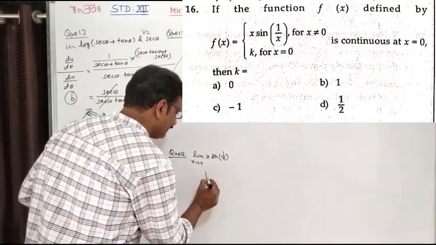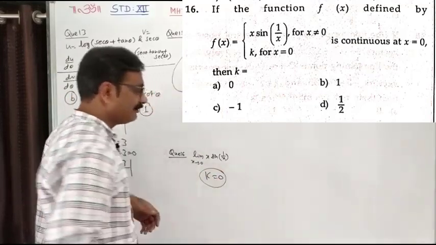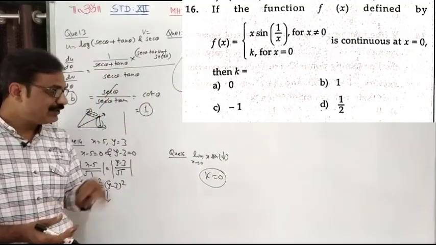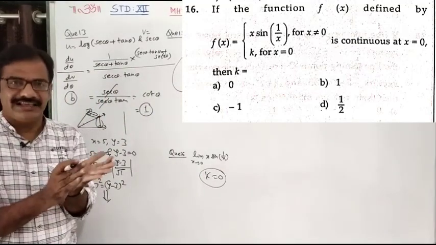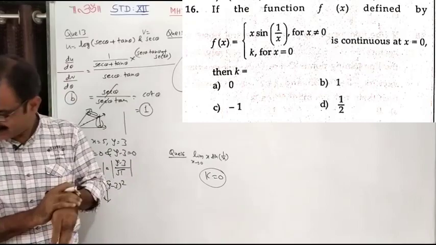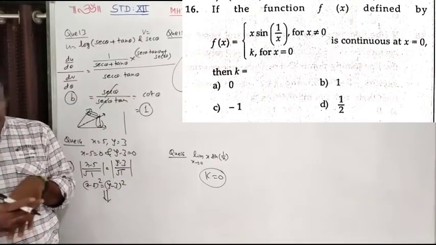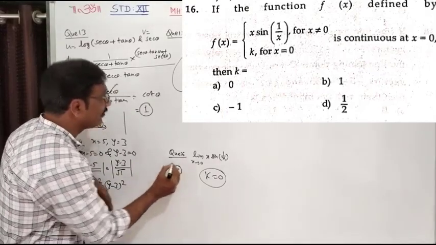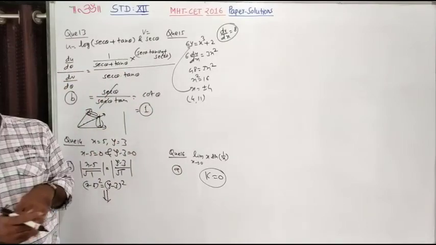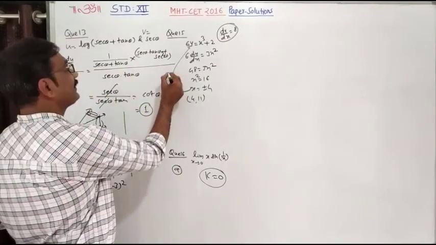So k must be 0. Yeah, 0 multiplies with anything, not anyone, anything. Is it given in the option as A? For this 411, it is again option A.